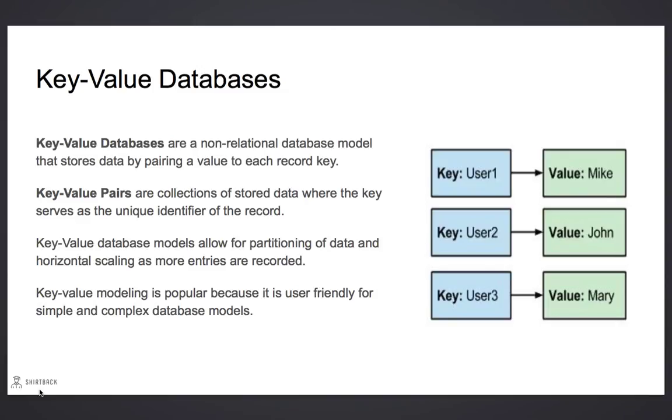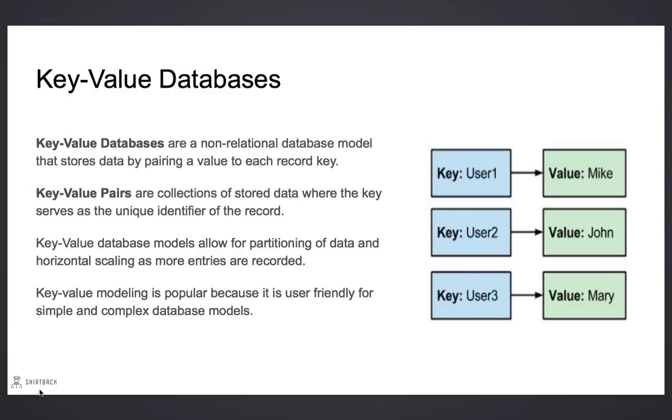Key value databases are non-relational models that store data by pairing a value to each record key. Key value pairs are collections of stored data where the key identifies the record. Key value database models allow for data partitioning and scaling as more entries are recorded. Key value modeling is popular because it is user-friendly and has a simple database model.